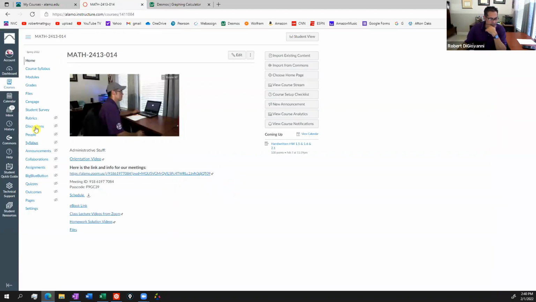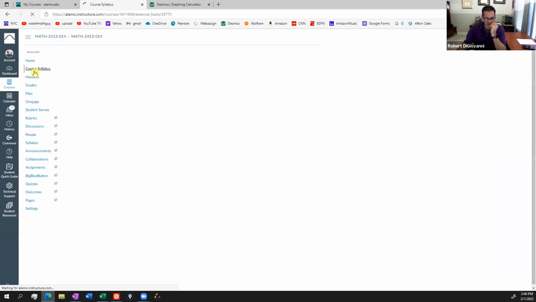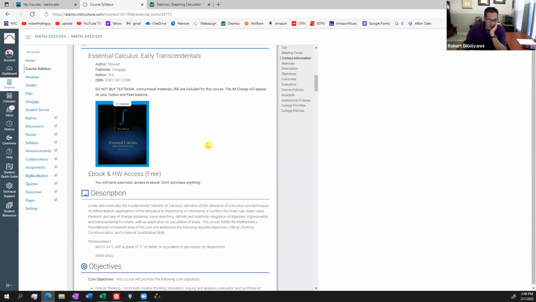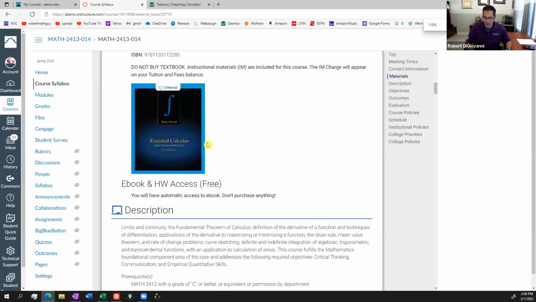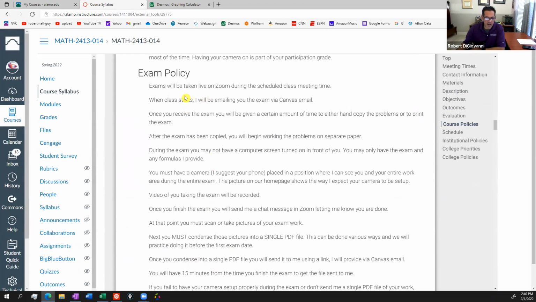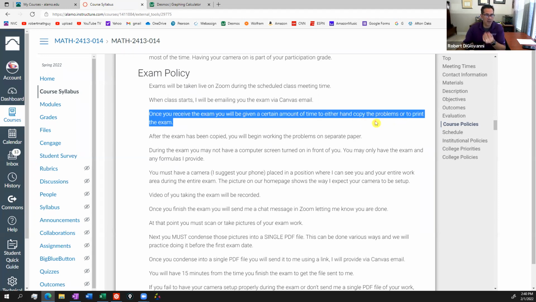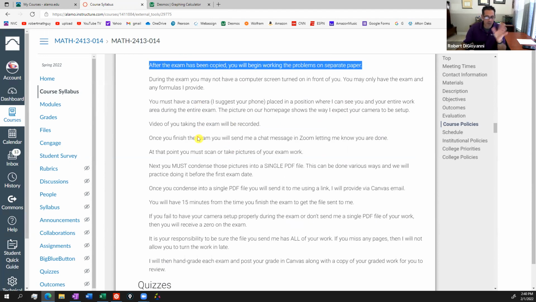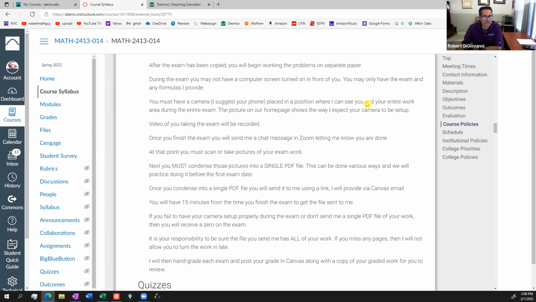I think the syllabus has the procedure, which you can read through, and then I'll discuss it more if it's still confusing, because I know people will be a little bit confused about it. Exam policy, yeah, this pretty much lays it out. When class starts, I'll email you the exam. Once you receive the exam, you have a certain amount of time to hand copy the exam or print it, probably 10, 15 minutes. After you've copied or printed it, you'll begin working on the exam. I'll clarify it all before probably Thursday at the end of class.